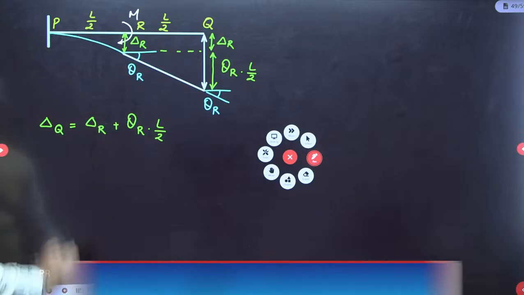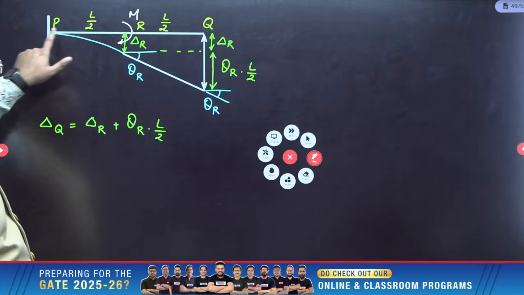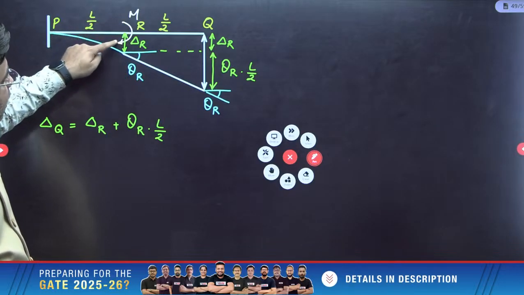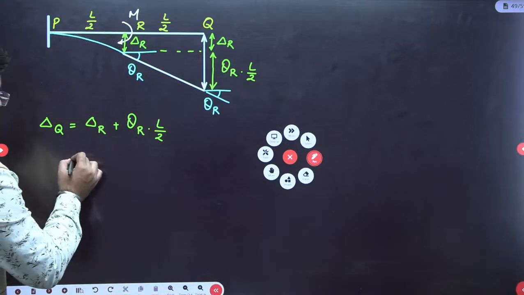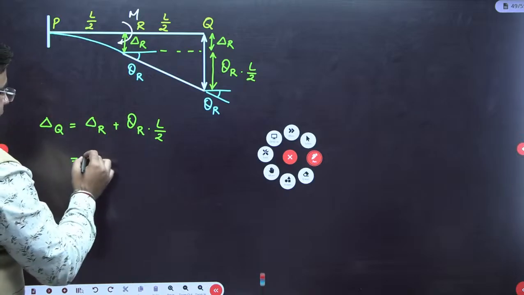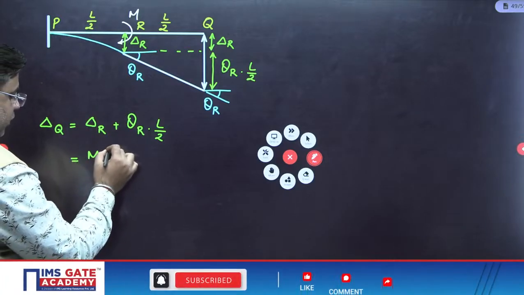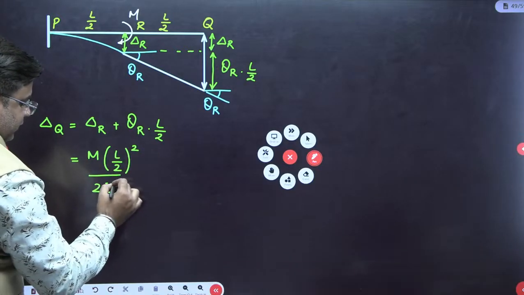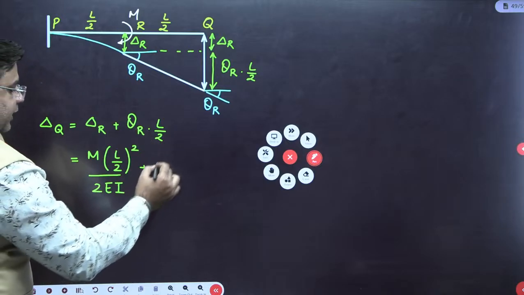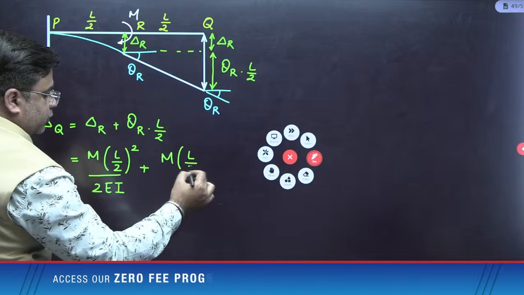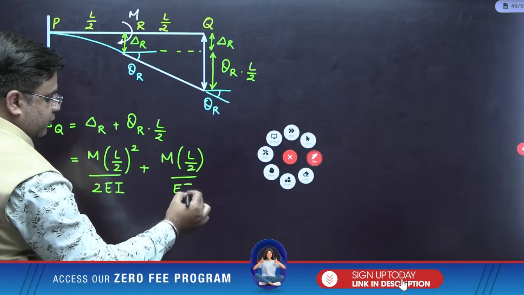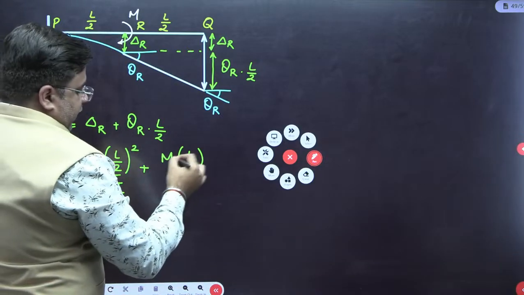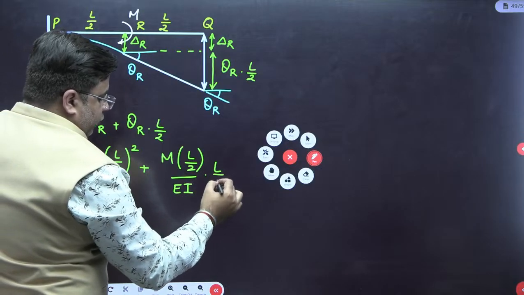Okay. For calculating theta R, you have to just consider this portion PR. Consider this as a cantilever beam, and that cantilever beam is subjected to a moment M, right? So what will be the deflection? Deflection will be ML upon EI. So, sorry, ML square upon EI. So M into L, which will be L by 2, square upon 2 EI. Direct standard result. Then what will be theta R? Theta R will be M into L by 2 upon EI. You have to consider only L by 2, this portion of the cantilever, right? So M into L by 2 upon EI into L by 2.